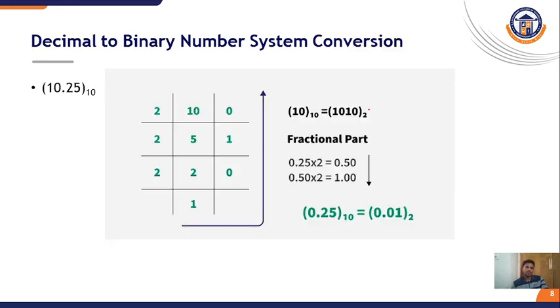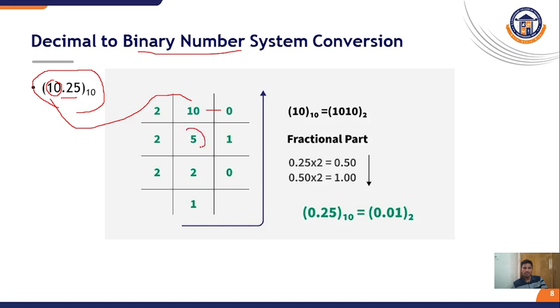We will see number conversions. So we will see how to convert the decimal number into binary. If we have the whole number 10 and fractional part 0.25, consider this 10, we have to divide the number by 2. Dividing 10 by 2, 5 twos are 10, remainder is 0.